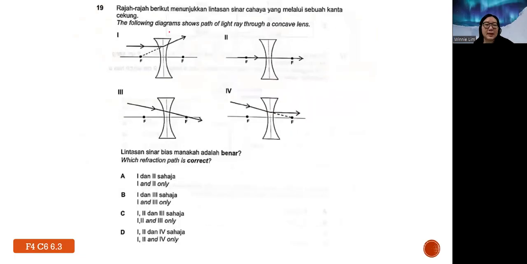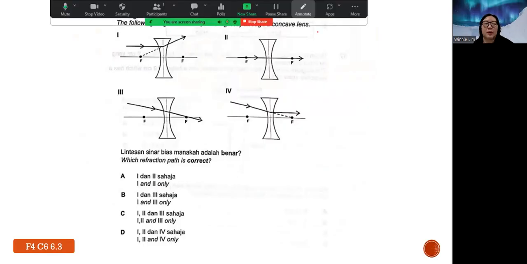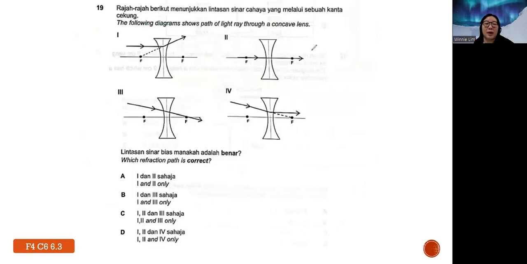Next question, 19. The following diagram shows the path of a light ray through a concave lens. Which refraction path is correct? So teacher will say, when you relate to a ray diagram, whether for mirror or lens, you must always be very clear whether the ray converges or diverges and what phenomenon they undergo. So of course, lenses undergo refraction. For a concave lens, the rays will diverge. Diverge means when the rays go on, they move away. Converge means they will focus.